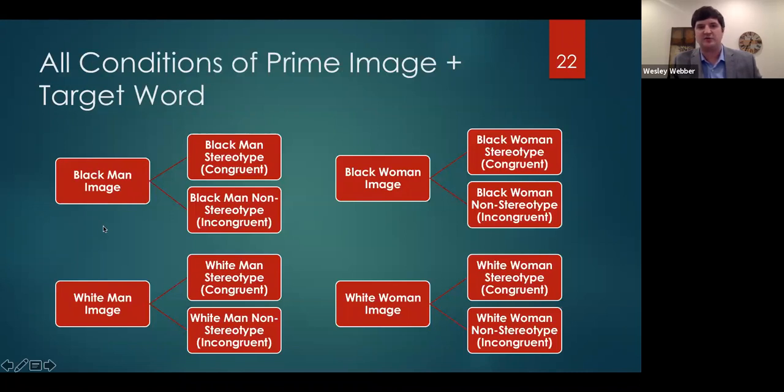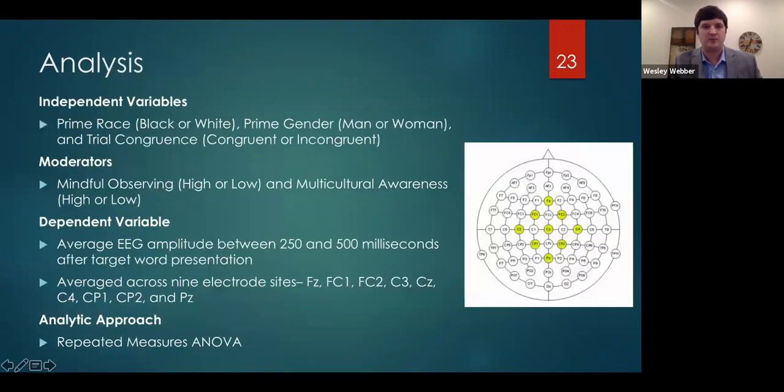They always saw a picture first of one of these 4 groups. They then either saw a word that was a stereotype of the preceding group or a non-stereotype of the preceding group. And you can see that's true for each of these 4 conditions of people in the experiment.